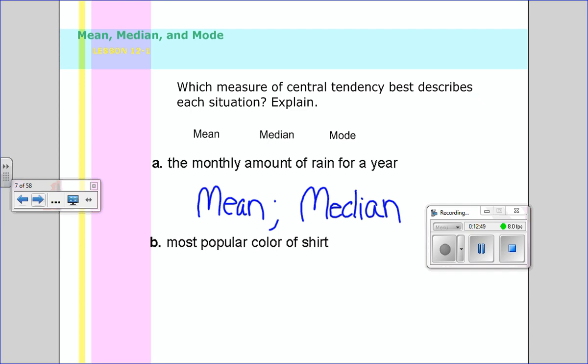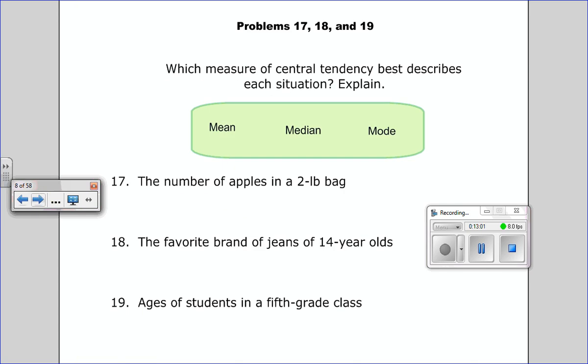And then B, most popular color of shirt. Well, that one you're going to have to go with mode. That's not a number, and people would have to choose their favorite. And again, you could do the same thing here. What measure of central tendency best describes each situation? Why don't you go ahead and do these, 17, 18, and 19, and when you're all done, come back and check your answers.